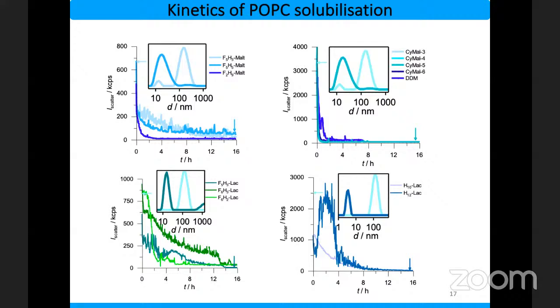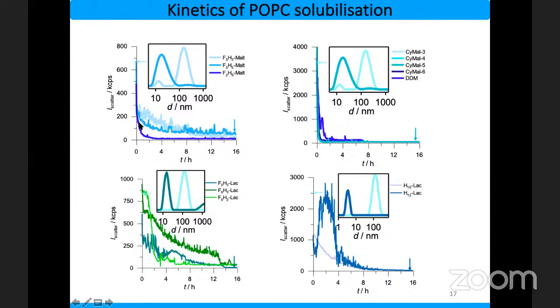So these are the different surfactants that we worked with. This is the fluorinated surfactant, this is Cymal, this one is lactose-based, and this is maltose-based. So we want to see the kinetics of solubilization of the artificial lipid membrane, and it is determined by the light scattering intensity. As light scattering intensity decreases, it shows you that solubilization is occurring.